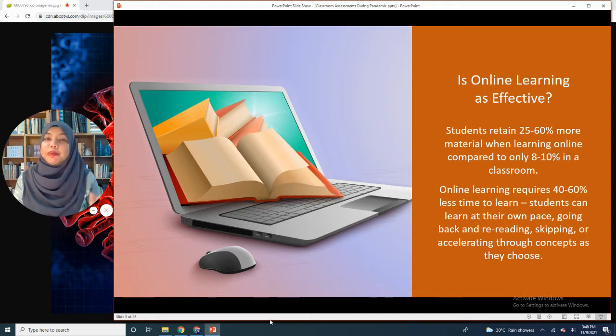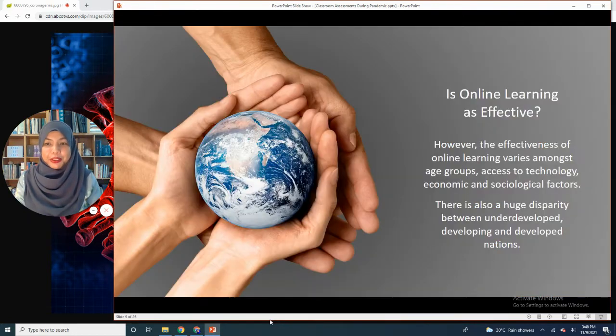Despite the fact that students are able to retain more information, the effectiveness of online learning varies from one country to another due to so many factors, particularly not only just digital divide. I'm not going to explain what digital divide is. You can look the term up. And also because of provisions of technology by the authority, access to internet and technology that every home has, as well as the economic and sociological factors.